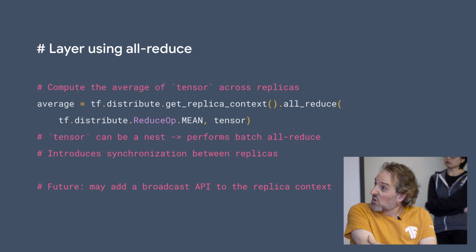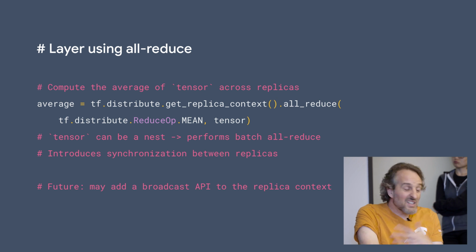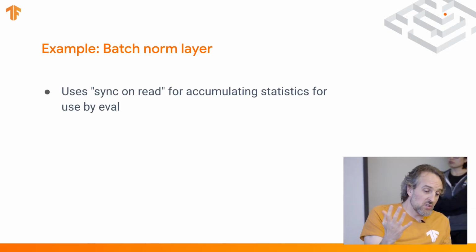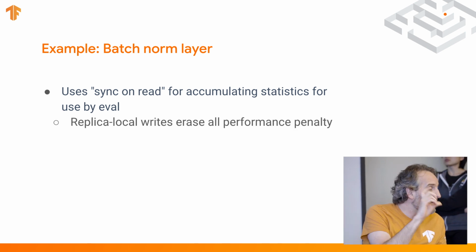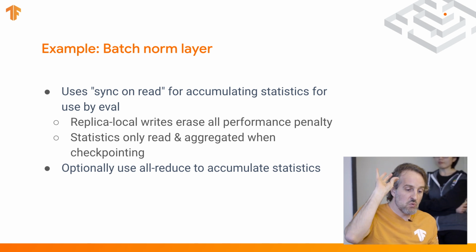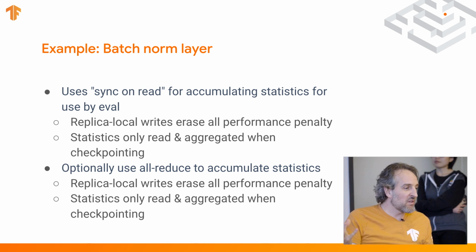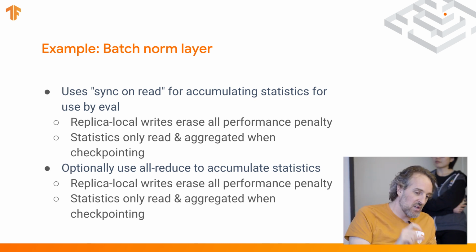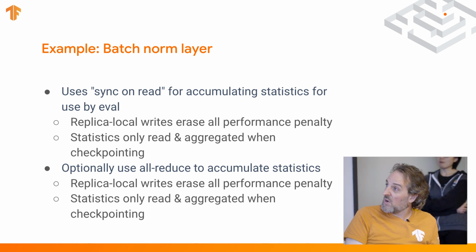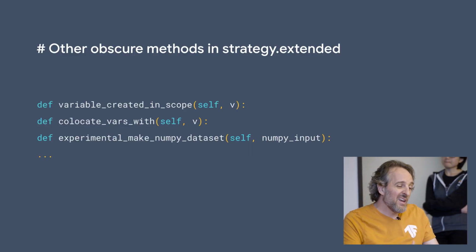You can imagine layers also wanting to use all reduce. There's some code that will do it. This does introduce synchronization for replicas and could be used optionally for batch norm layers. Batch norm is one of the very few cases where you will have interaction between batch elements. And so if you don't have enough examples on each replica, you want to communicate across your replicas to get enough batch norm statistics. They also use sync on read for those evals, as mentioned earlier.